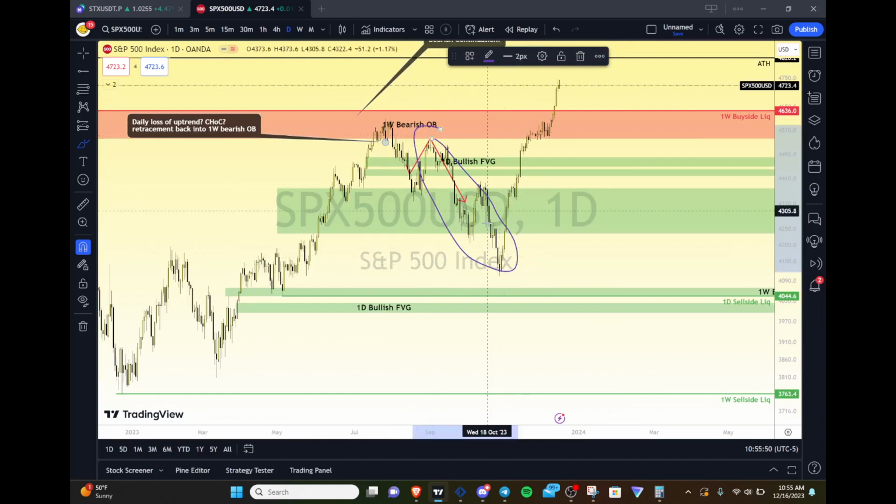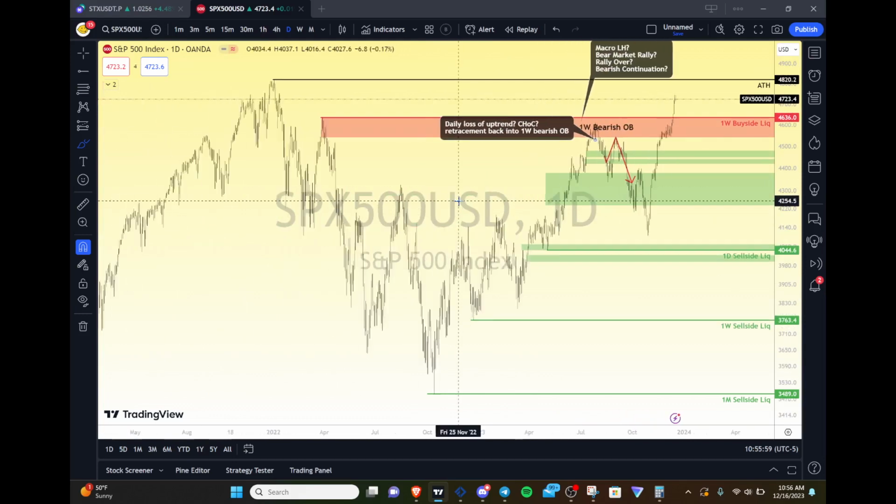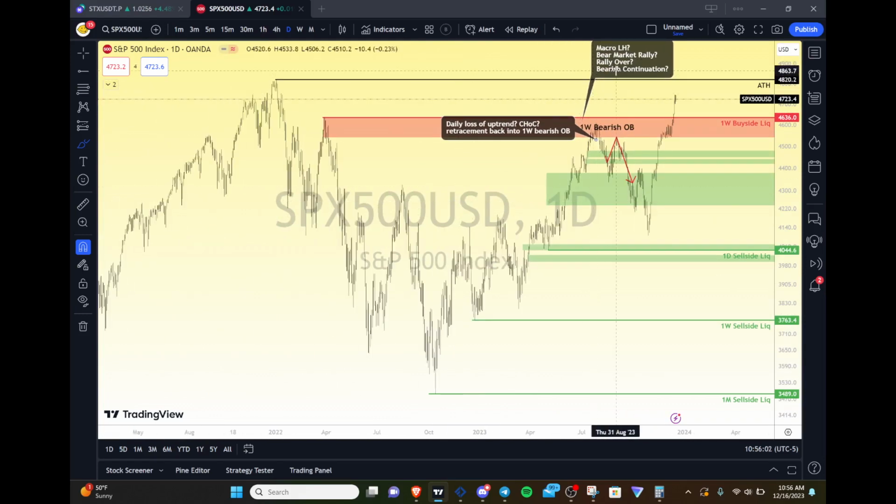And then boom, big move up, trapping anyone who was very bearish or on the wrong side short, and now they're pretty much in drawdown at this point if they haven't closed. And then in this note up here, I was asking myself the question as price came into here, is this a macro lower high? Are we actually doing the bear market rally here, where this will be the lower high from the all-time high there? And then also, is the rally over?